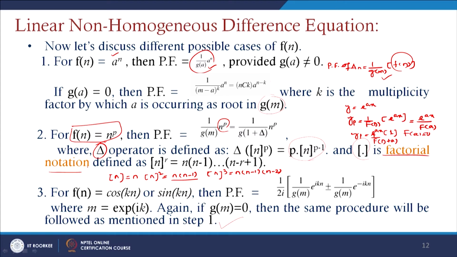Especially if you take the power of this bracketed n as r here, then it will involve r terms. That is why we have written it as the product of n into n minus 1 down to n minus r plus 1 terms here. And we know that whenever this difference operator is operated, that is the forward difference operator.